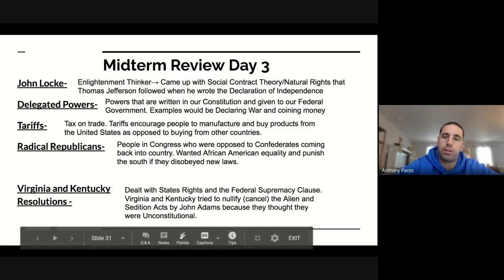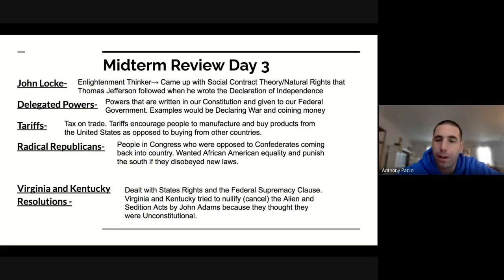So let's go back to what the supremacy clause was. In our Constitution, the supremacy clause says that if there is a federal law, all states need to follow it, right? The Constitution and federal laws are more supreme than the states. However, Virginia and Kentucky thought that these laws, the Alien and Sedition Acts, were unconstitutional, so they came up with their own resolutions to nullify or cancel the Alien and Sedition Acts. And at the time, they were allowed to.